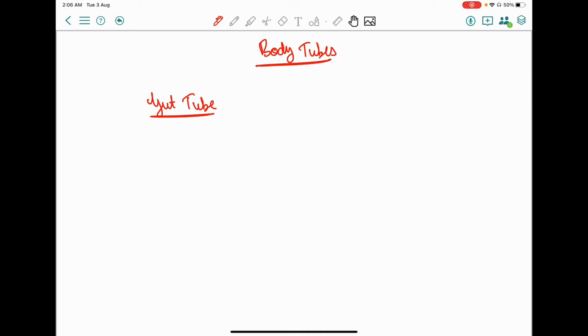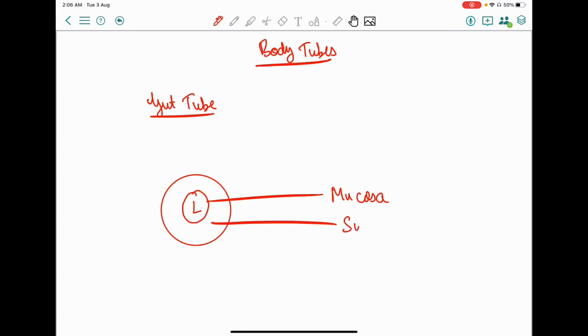Of course, at the center there is the lumen. What is the lumen covered by? There is mucosa. And what is mucosa covered by? There is submucosa.